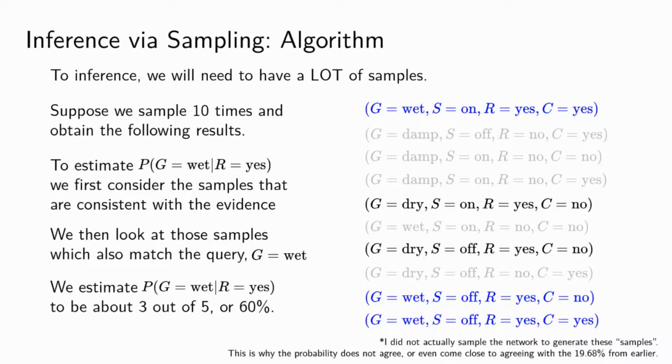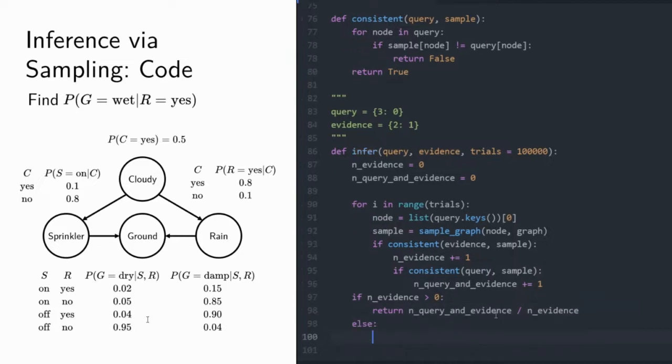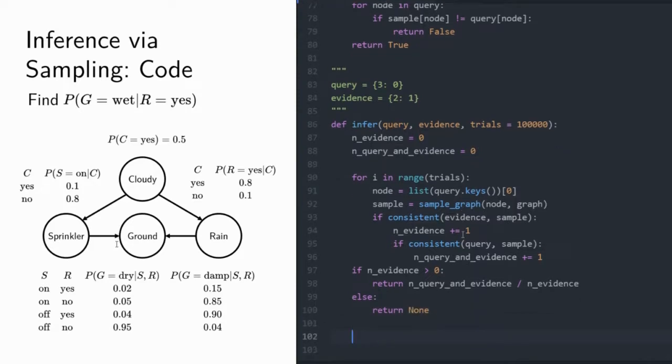All right, so let's go back to the code and finish this off. We're almost done. The last step here is pretty straightforward. We're just going to make sure that we're not dividing by 0, and then we're going to get that ratio if we can. If we can't, because the number of evidence is 0, then let's just return none, saying that we couldn't do it. Okay, that's it. All we have to do now is actually call this.